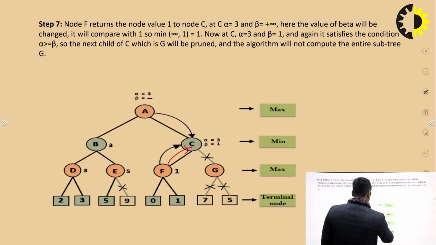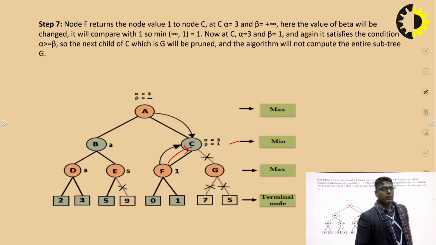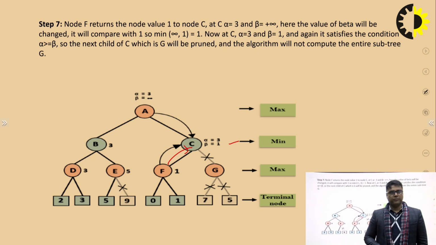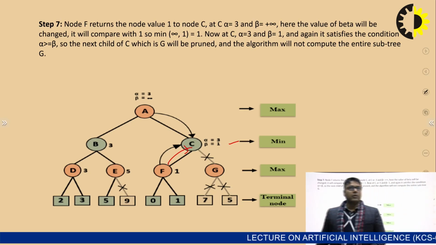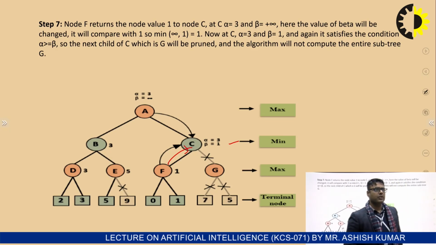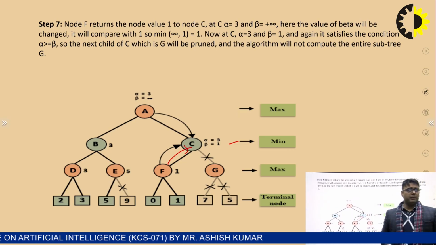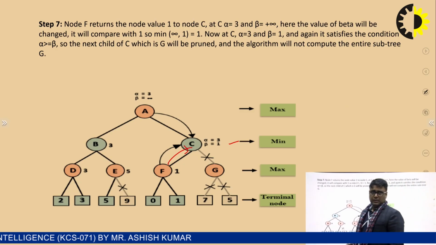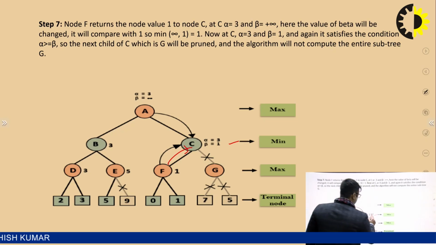Okay. Next part. Node F returns the value 1 to node C. At C, alpha is 3 and beta is plus infinity. Here the value of beta will be changed, it will be compared with 1. So, min of infinity and 1. Now, at C alpha is equal to 3 and beta is 1, and again it satisfies the condition alpha greater than or equal to beta. So, the next child of C, which is G, will be pruned, and the algorithm will not compute the entire subtree of G if the condition is true.